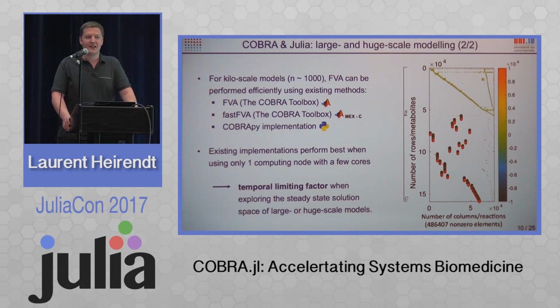For small models, like, say, 1,000 reactions, which we call very small models, actually, kilo-scale models, that can be efficiently solved. So we are not focusing on getting any speed gain there, because it's on the order of seconds or minutes even. So the gains wouldn't be that significant. They can be solved today with the Cobra toolbox, for instance, or CobraPy, which is an implementation in Python of Cobra methods. But when you're going for very large scale, you're hitting a temporal limiting factor.